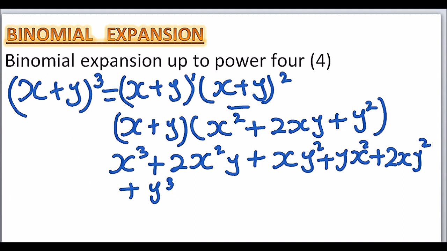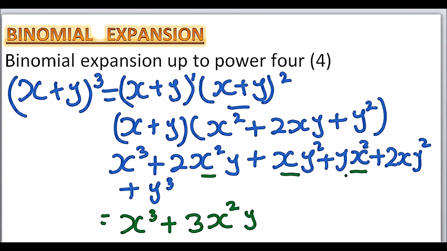From there, we look at what is common. So we have x cubed. I look at 2x squared y. Do we have another one? We have this one and this one. So we can add the two and we get plus 3x squared y.